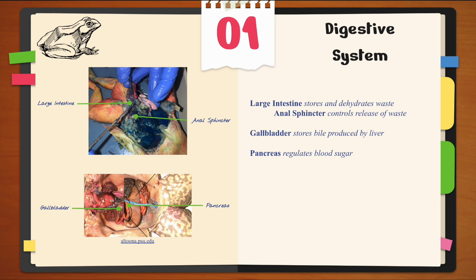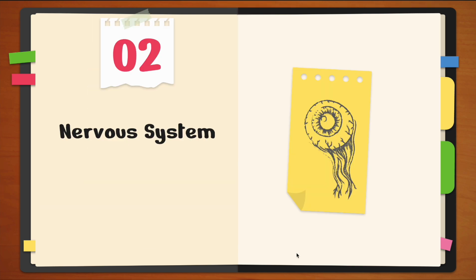There's also the gallbladder that stores bile produced by the liver, and there's the pancreas that regulates blood sugar the same way it does in the frog. The next system is the nervous system.